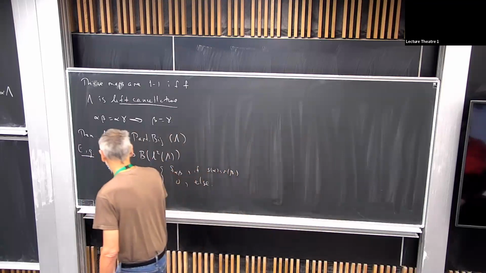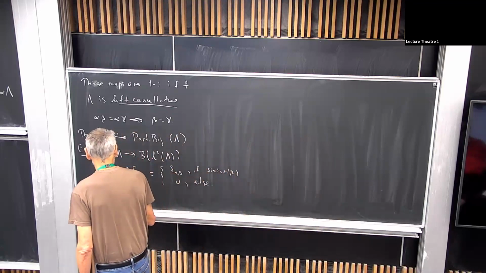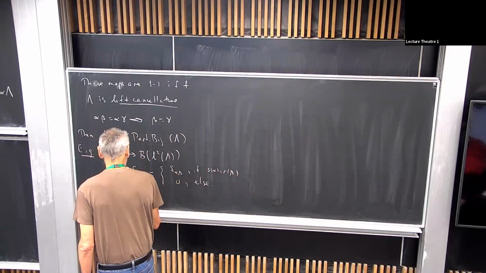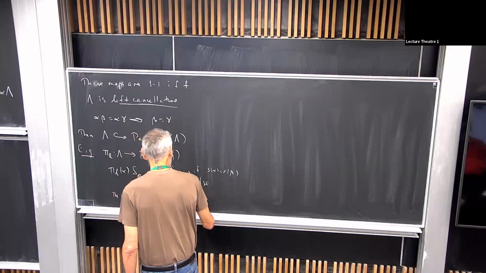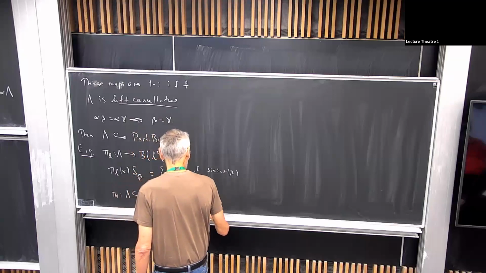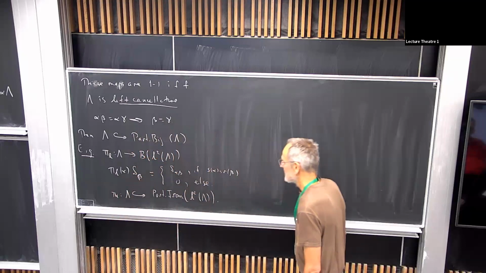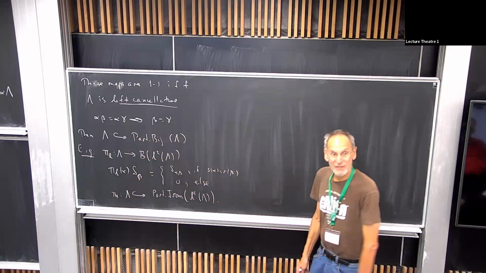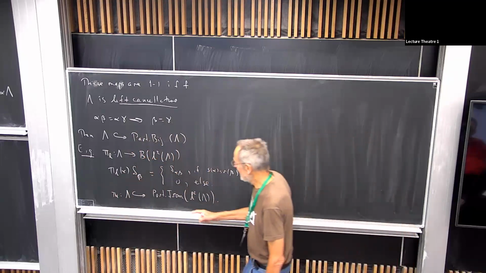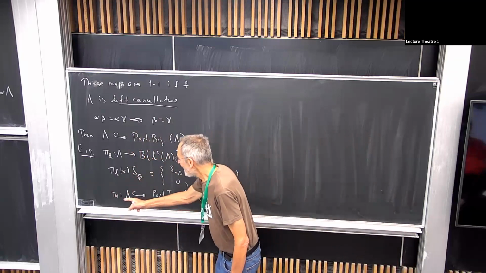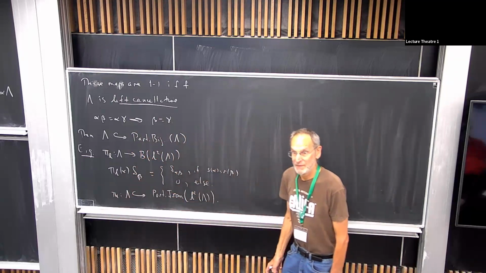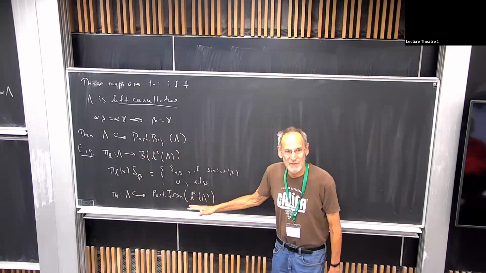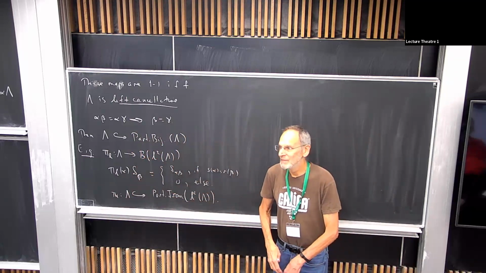So pi alpha is a way of embedding lambda into the partial isometries of the Hilbert space. And now we're into this sort of C-star algebra setting. And so we can think about what kind of a map this really is, apart from being a homomorphism. So the partial isometries of a Hilbert space, well, let's see.